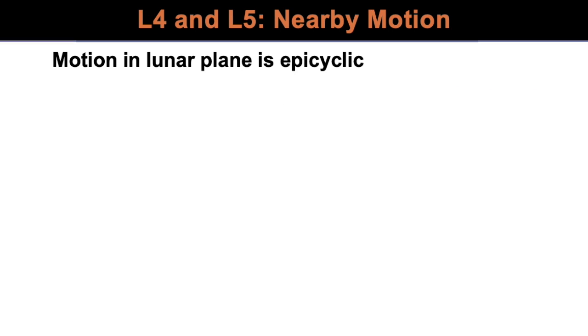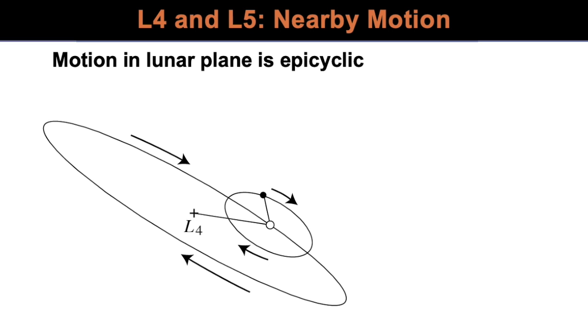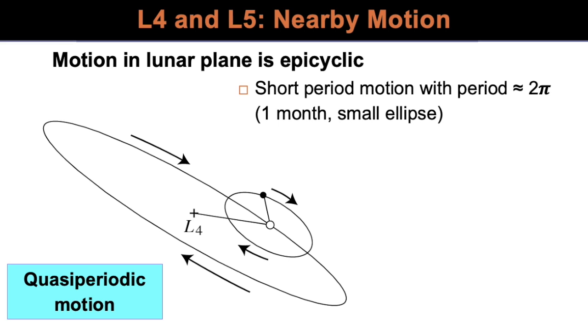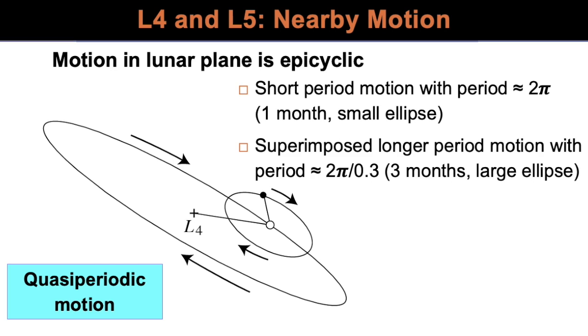If we look at the motion, at least in the lunar plane, it's epicyclic. What we have is quasi-periodic motion. Quasi-periodic just means there isn't one frequency, there's more than one frequency. In this case, we're showing 2 frequencies. There's a short period motion with a period of about 1 month, and that is represented by the small ellipse, the black dot moving around this white guiding center. Superimposed on this, we have a longer period motion with a period of about 3 months, and that's the large ellipse.